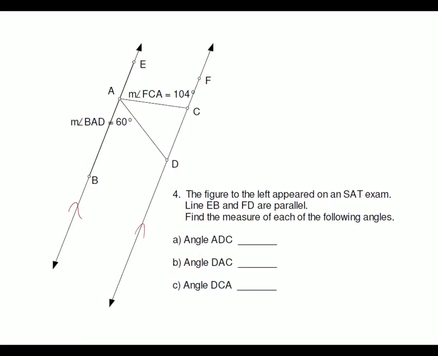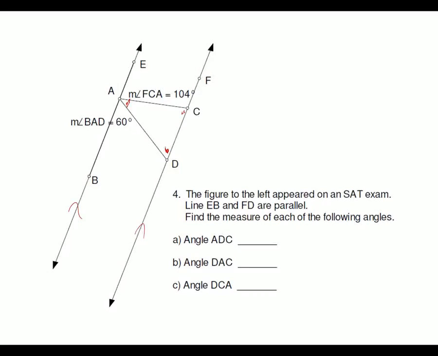Angle ADC. All right, so ADC is this one here. So that'd be this one. And then it says angle DAC. So DAC would be this one. And then angle DCA. And DCA would be this one. Okay, so there are 3 angles. Now you'll notice those are 3 angles in the triangle, aren't they?